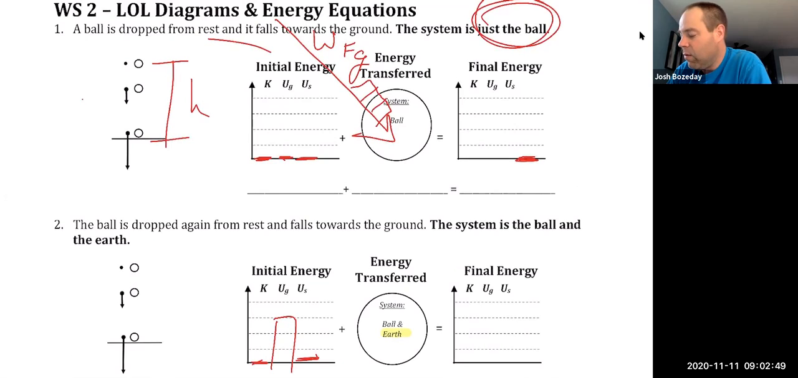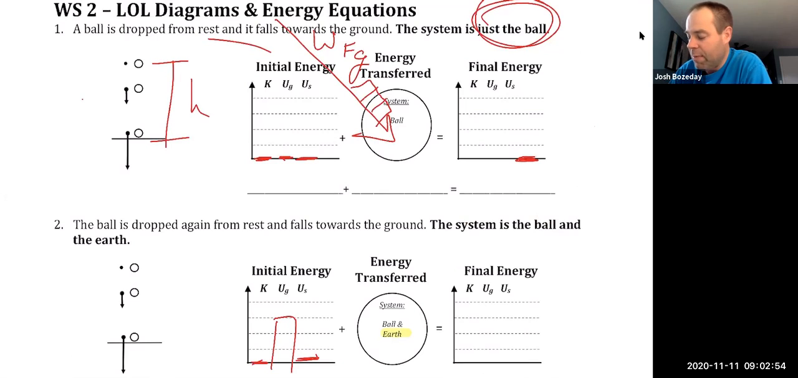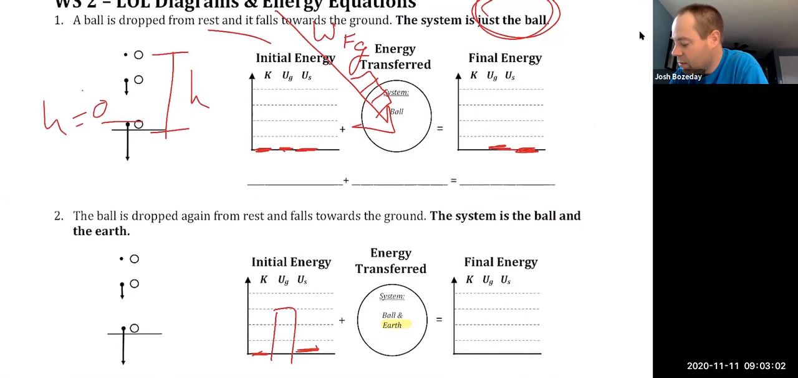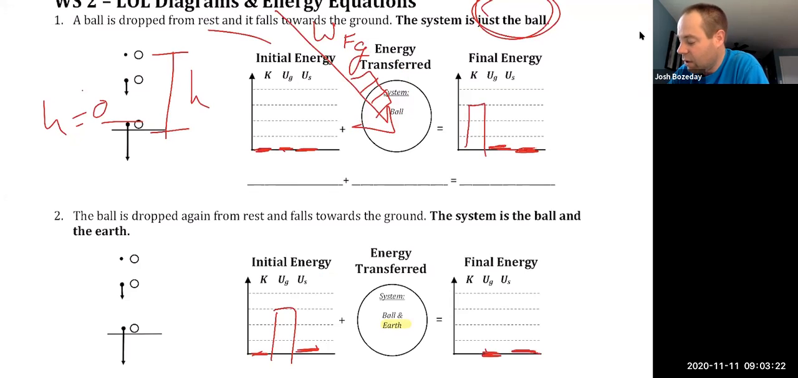So let's think a little bit about what our final energy is going to look like. Well, the final is right before it hits the ground. So it is at a height of 0, right? So that means that our UG is 0 for both of these. U spring is definitely 0. Since the ball is in both systems, we can have kinetic energy. So basically all 3 units of energy are going to transform into kinetic energy. So we're going to have 3 units of kinetic energy in the end.